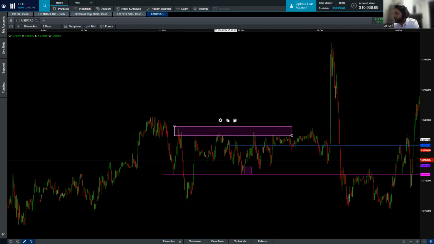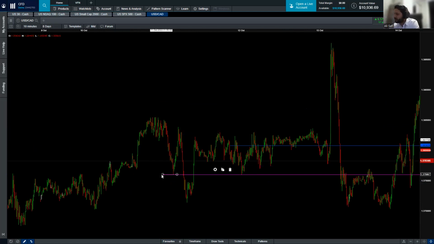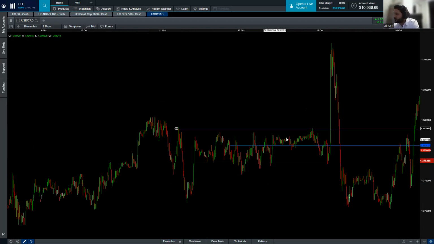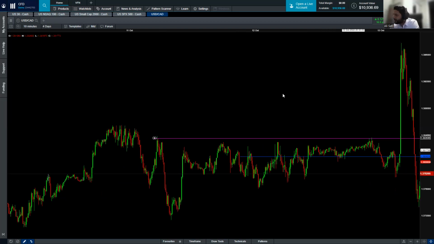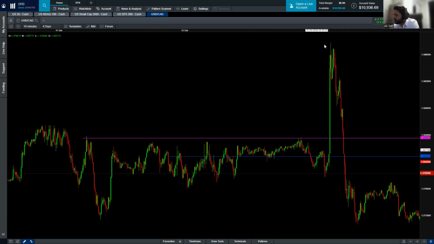So we call this a liquidity pool. Do you know what a liquidity pool is? Lots of people are putting their stop loss in this area. So this is the liquidity pool. And this candle, what happened? It's like a shark, like a whale. That's a lot of money coming in. It just collects all the stop losses and then comes back down.